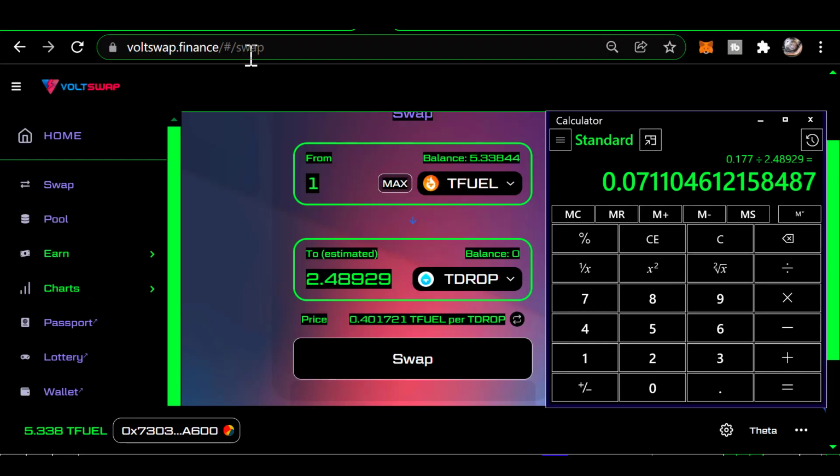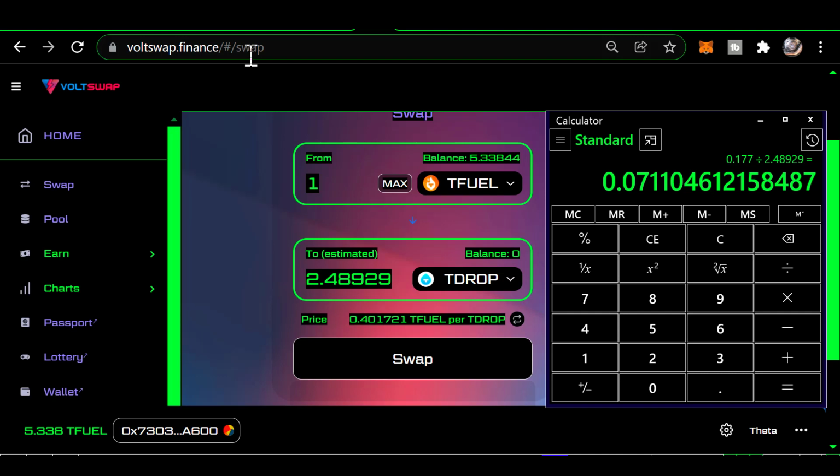Okay, I'm here on VoltSwap, and they've added the TDROP to it, and I'm on the swap function, and 1 T-fuel will get you 2.48929 TDROP. So if I do the calculation by dividing the price of T-fuel at 17.7 cents, I get a price of approximately 7 cents for T-drop is the value that they're putting on it. I don't know, that's about the only information we have right now, is they're saying it's worth 7 cents.